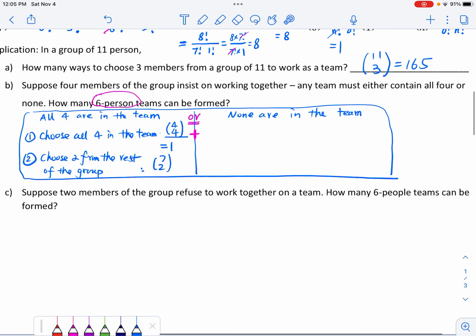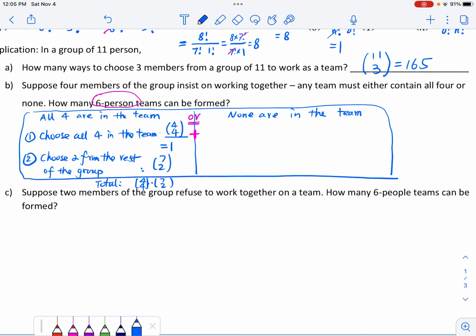So how many ways can these 4 people be in the team? Because this is a step-by-step process, we are going to use multiplication rule. So which means 1 times 7 choose 2, which is 7 choose 2. So the total number of ways is going to be 7 choose 2, right? Basically essentially 4 choose 4 times 7 choose 2.